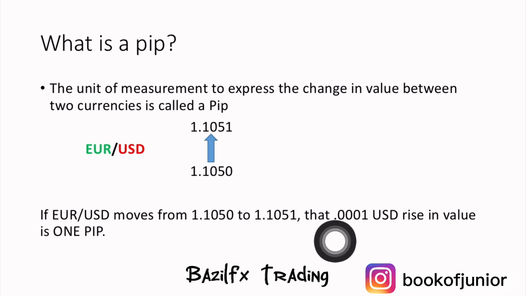So that 0.0001 USD rise in value is 1 pip. The pip change here was only 1 pip. The market moved 1 pip. Mostly pips are the difference in these last digits. Whenever this number changes, as you can see, it changed from 50 to 51, meaning the market moved 1 pip.